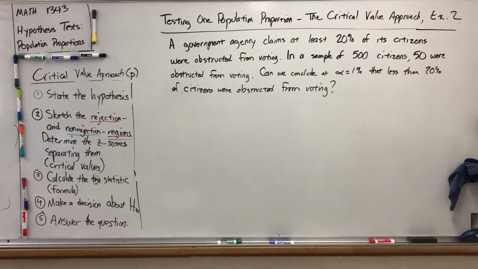Math 1343, hypothesis tests, population proportions. Testing one population proportion, the critical value approach, example 2. A government agency claims at least 20% of its citizens were obstructed from voting. In a sample of 500 citizens, 50 were obstructed from voting. Can we conclude at alpha equals 1% that less than 20% of citizens were obstructed from voting?